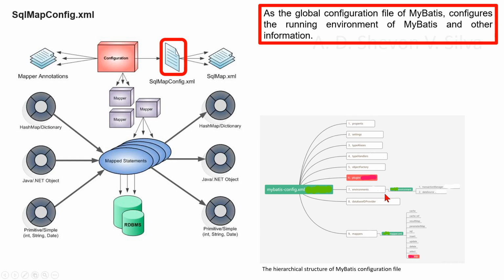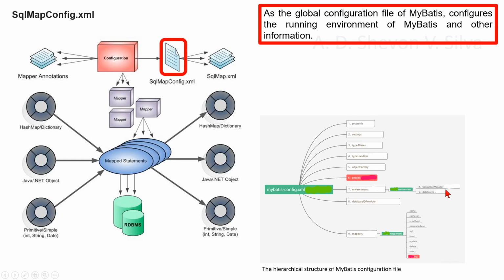It is an important thing to remember though, while you can configure multiple environments, you can only choose one per SqlSessionFactory instance. You can see the environment here and the transaction manager. There are two transaction manager types, that is type equals JDBC or MANAGED, that are included with MyBatis.